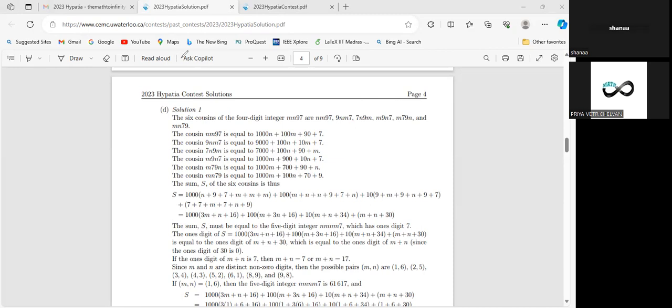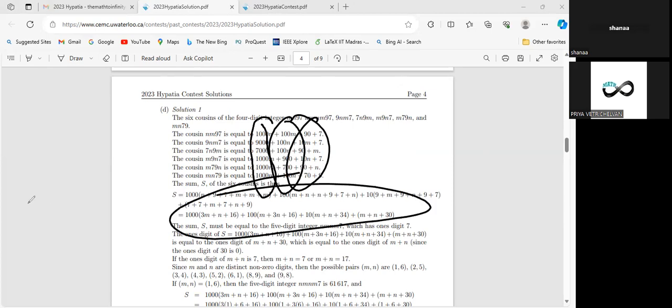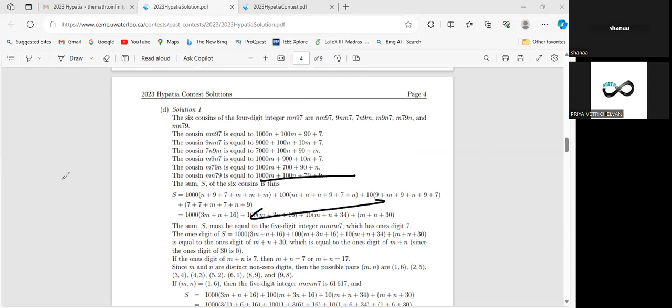Oh, yeah, I understand. Now, you're finding the sum. Sum means you just have to add these, adding like ones, tens, hundreds, thousands together. Can you try? Okay. You're just adding them.